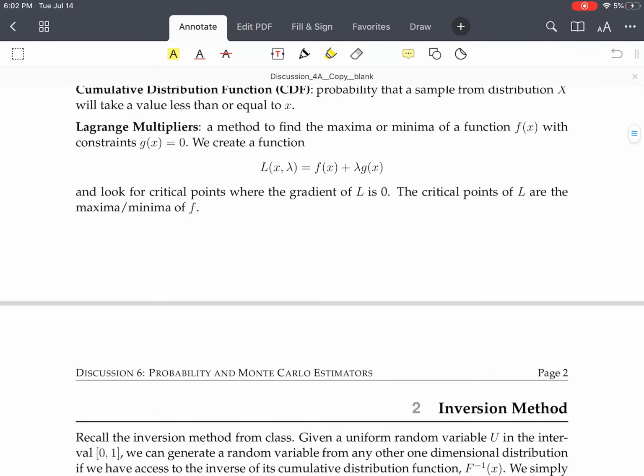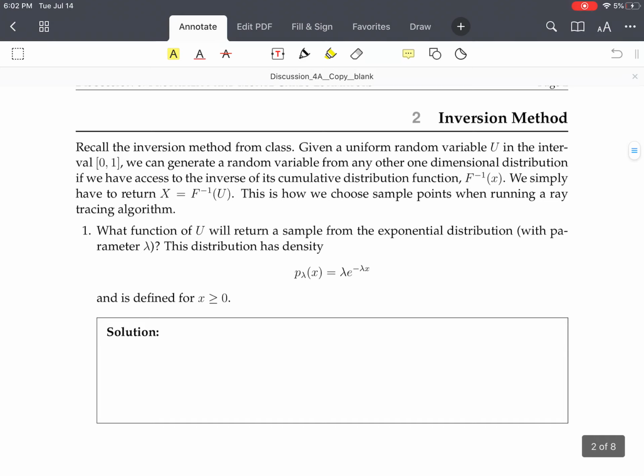Okay, so let's go ahead and get started. First up, we're going to work on the inversion method. If you recall the inversion method, if we have a uniform random variable u in the interval 0 to 1, we can generate a random variable from any other one-dimensional distribution if we have access to the inverse of its cumulative distribution function.